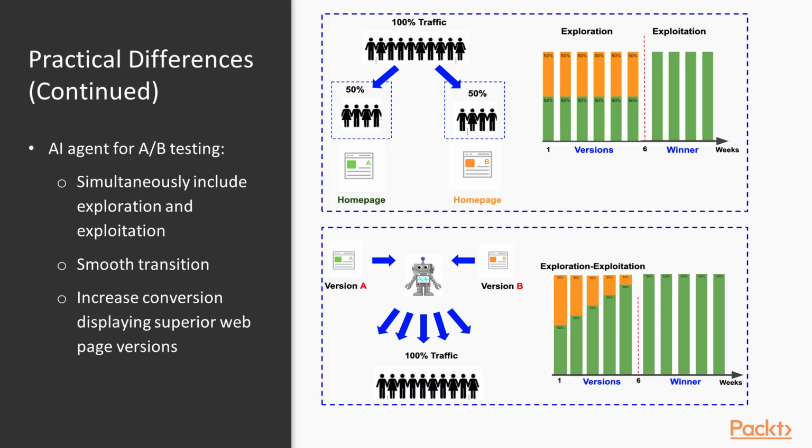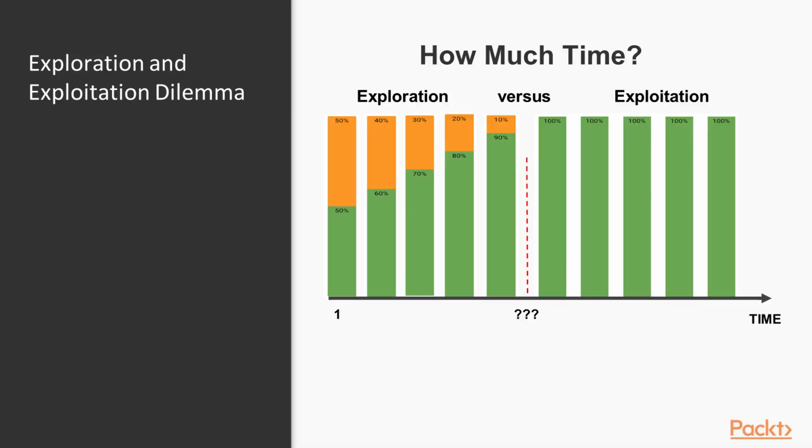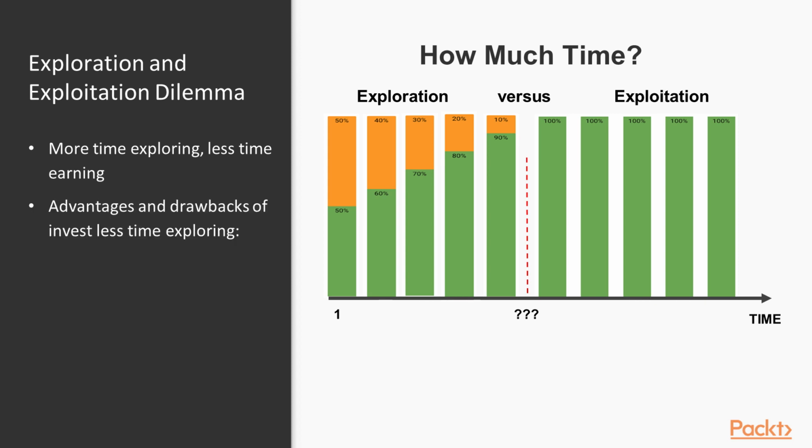However, this possibility of having an adaptive AI agent able to simultaneously include exploration and exploitation phases brings us an important decision, which leads to the exploration and exploitation dilemma. How much time should we invest in the exploration and in the exploitation phase? If the AI agent invests more time exploring, it will spend less time earning effectively, and vice versa. There are advantages and drawbacks when the agent invests more or less time in exploration.